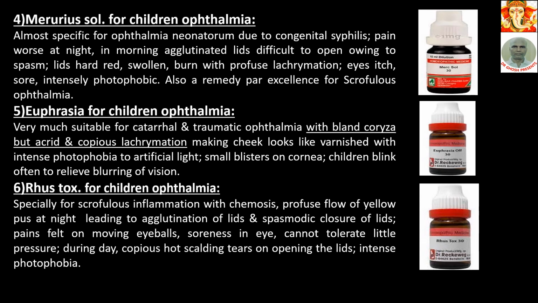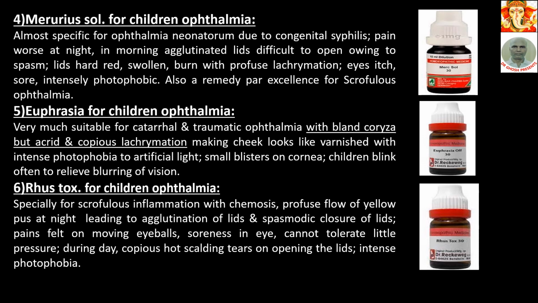Number 5, Euphrasia for children's ophthalmia. Very much suitable for catarrhal and traumatic ophthalmia with bland coryza but acrid and copious lacrimation, making cheek look varnished, with intense photophobia to artificial light. Small blisters on cornea. Children blink often to relieve blurring of vision.